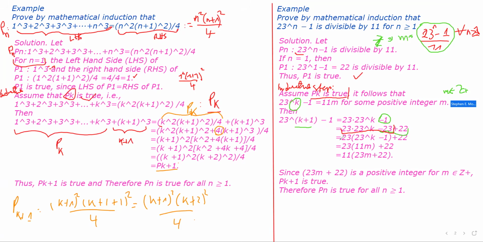If we do that, then 23 comes out. Then we have 23 times (23 to the power k minus 1) plus 22. Of course, we know what 23 to the power k minus 1 is. It is exactly what we have said here, equal to 11m. So we can substitute that, and then we can see we can factorize 11 out. And if we factorize 11 out, we'll have 23m plus 2. The value here should be 2.